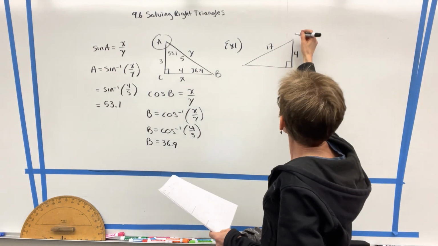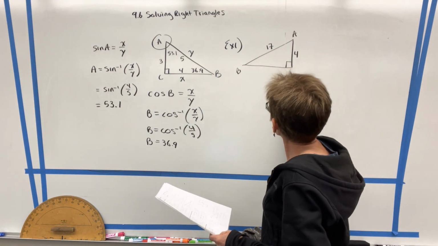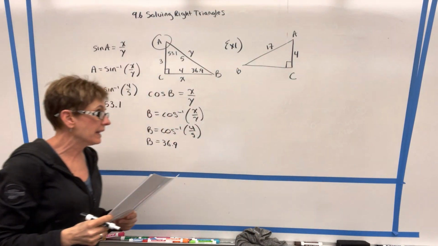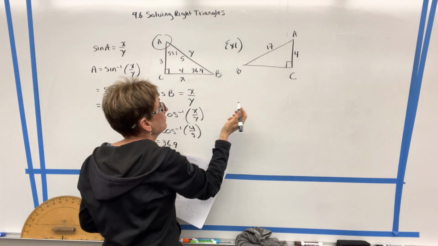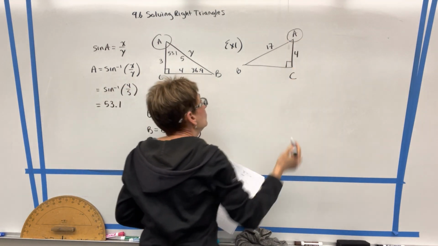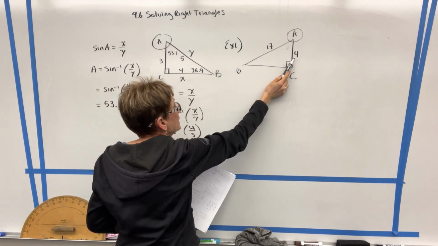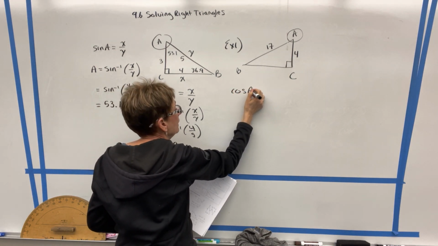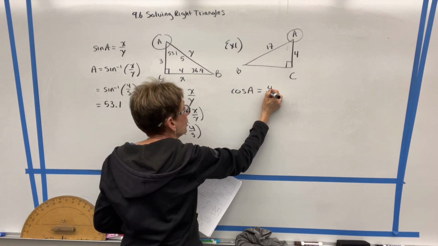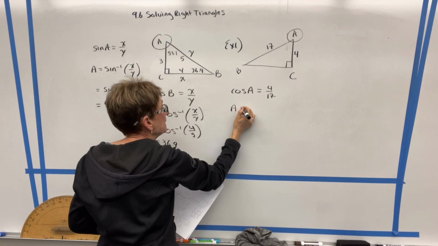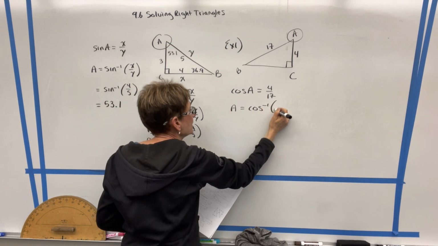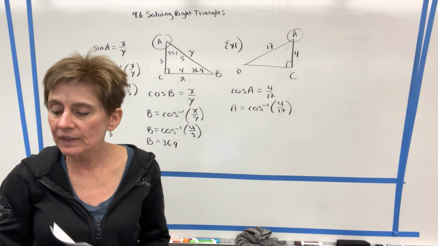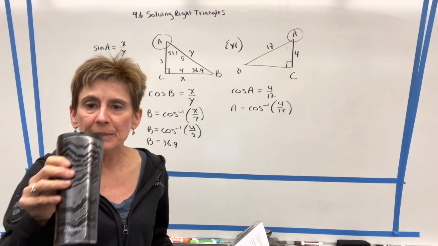So let's label these angles A, B, and C. You can actually pick either one that you would like to first, but let's go ahead and find angle A first. We can see that with angle A, we have an adjacent and a hypotenuse, so I know I want to be working with cosine. Cosine of A is 4 over 17. That means that A is going to be the cosine inverse of 4 over 17, keeping in mind that we use inverse when we're trying to find a missing angle.